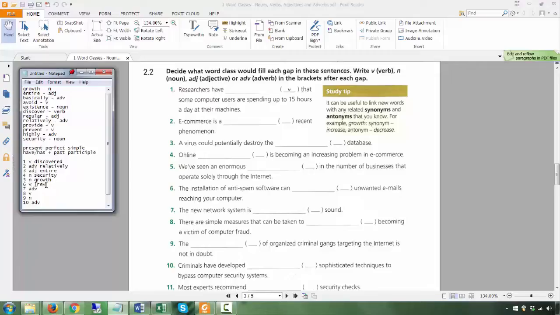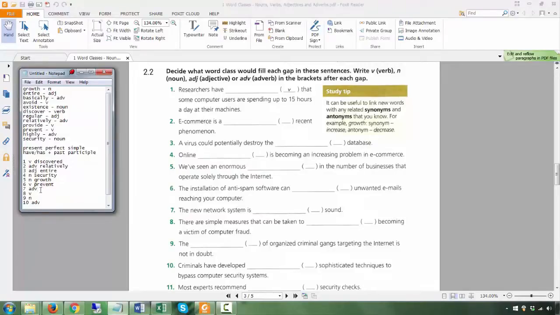Prevent. Now some students may use avoid. That's not the way you use avoid. Okay. We'll get to that later. You don't avoid unwanted mails reaching. Okay. Because of the word pattern. The word pattern is something I get to in the 5th chapter, right?